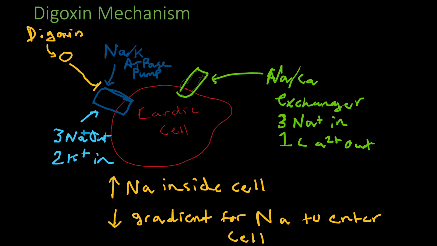So what happens is whenever this digoxin binds or inhibits the sodium potassium ATPase pump, it's going to decrease the ability for sodium to come in from the sodium calcium exchanger. So less of that is going to occur. So there's going to be more calcium inside the cardiac cell for that contraction to occur. So it's going to be a decrease in gradient for sodium to enter the cell and so forth.